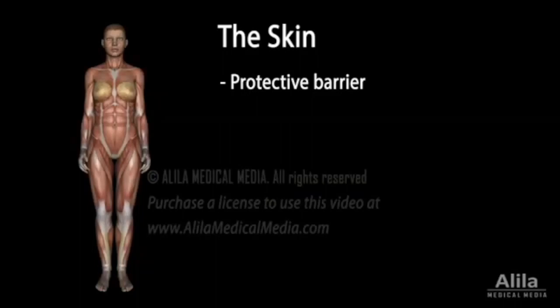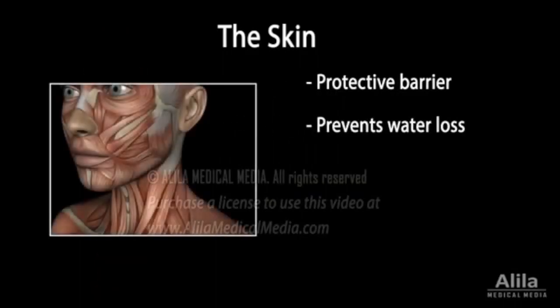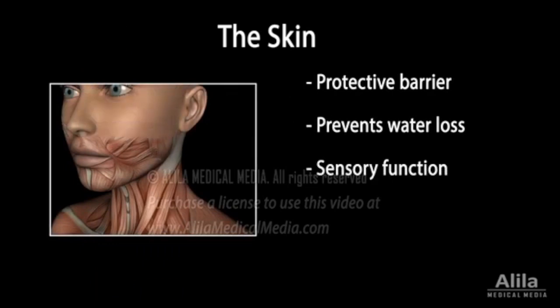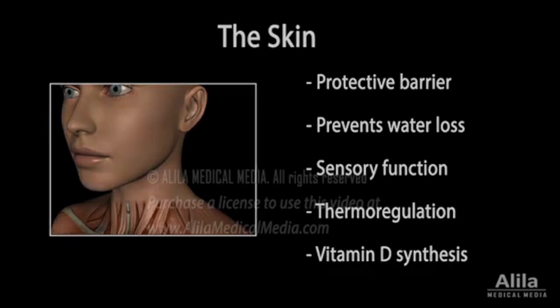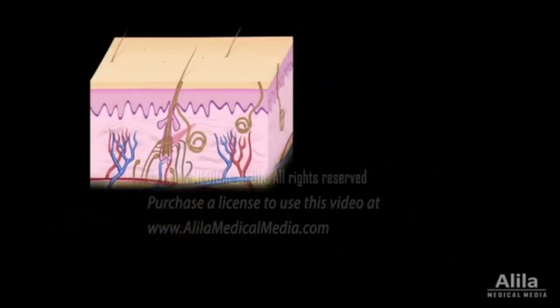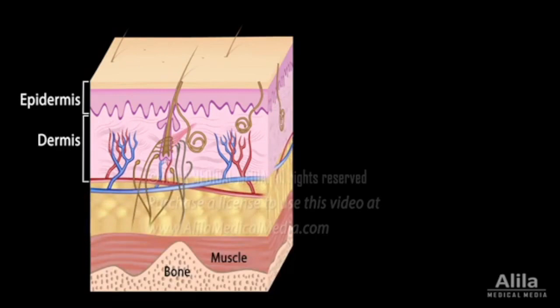The skin covers the body and protects it from the external environment. It also prevents water loss, provides sensory function, plays a role in body temperature regulation, and is the site of vitamin D synthesis. The skin is composed of 2 layers, the outer epidermis and the deeper dermis. The dermis is connected to underlying structures via a subcutaneous tissue, the hypodermis, which is not technically considered part of the skin. The epidermis provides barrier and protection.